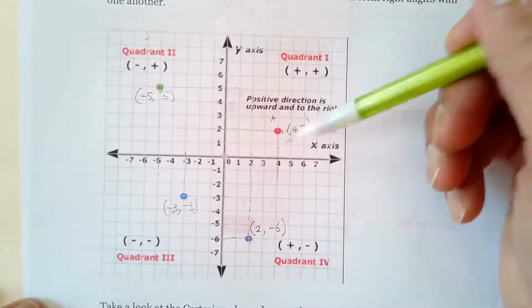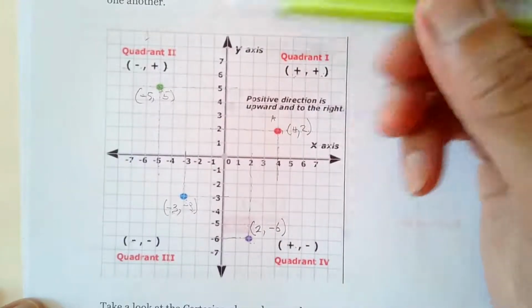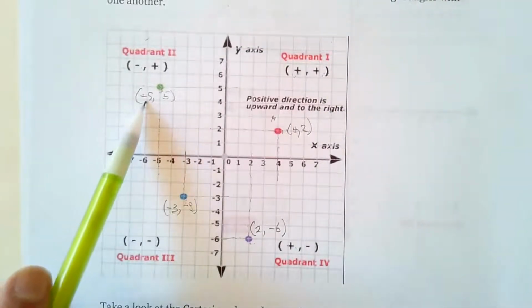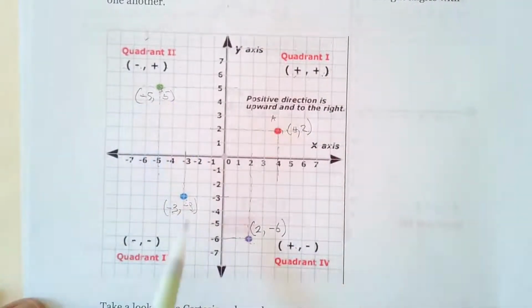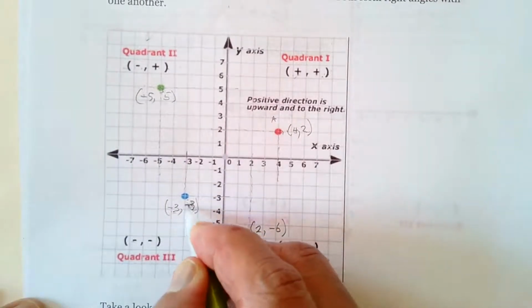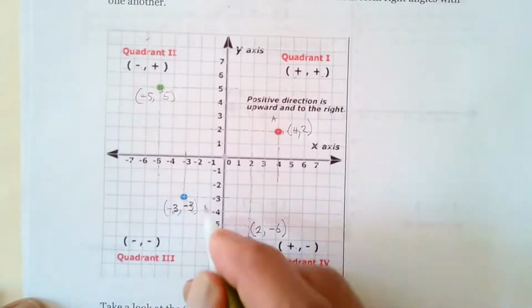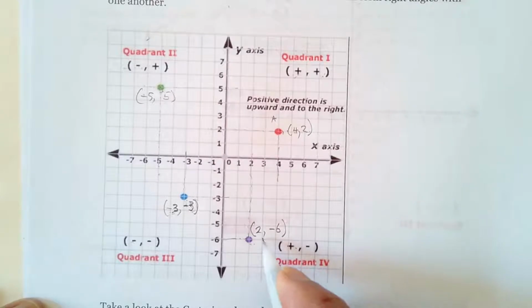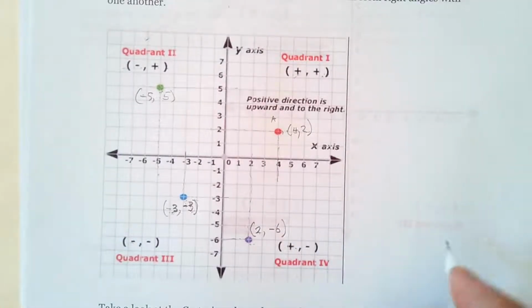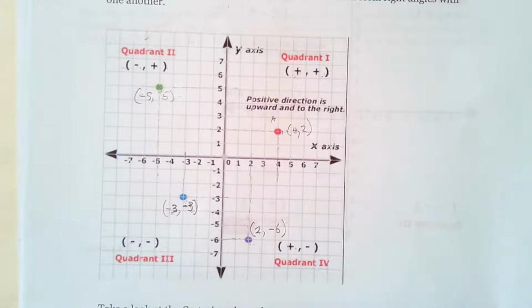So quadrant 1, our coordinate point, is 4, 2. Quadrant 2, our coordinate point, -5, +5. Quadrant 3, it's -3, -3. And quadrant 4 is 2, -6. It's understood that if you don't indicate a sign in front of an integer, it is a positive integer. So that's locating points of ordered pairs on a Cartesian plane.